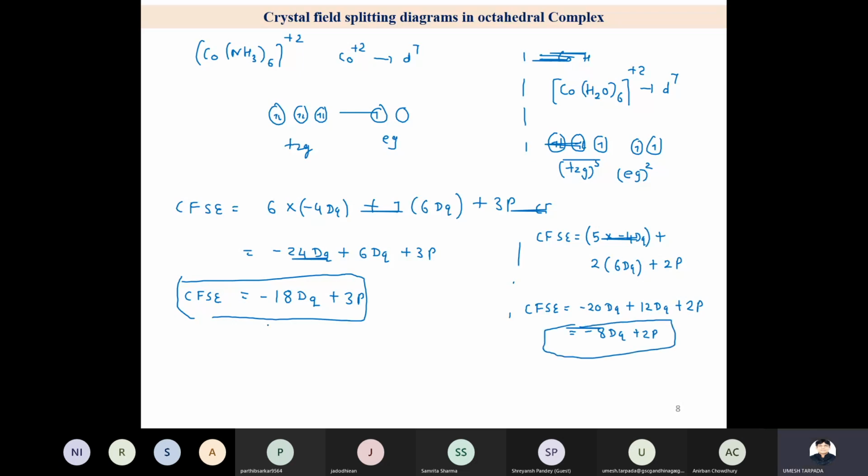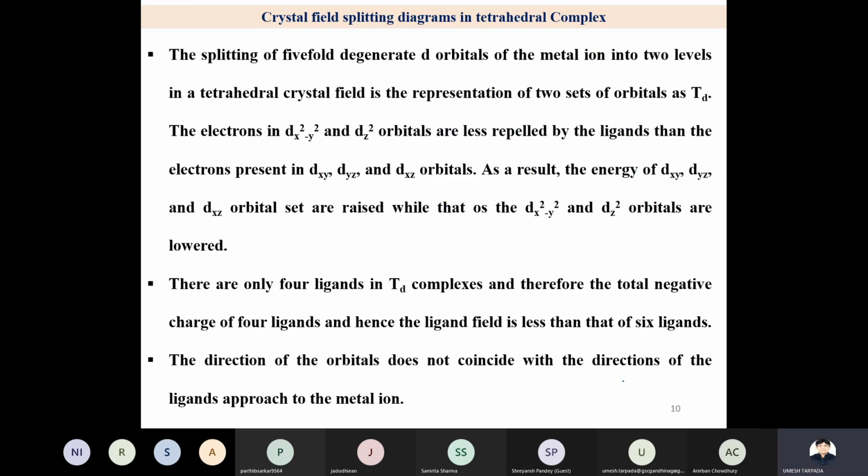Okay, or you can also write in octahedral splitting units: crystal field stabilization energy is equal to minus 0.8 octahedral splitting plus 2p. Both are the same. Is it clear? Yes, sir. Okay, so in this way you can calculate crystal field splitting. Now this is the case of an octahedral complex.